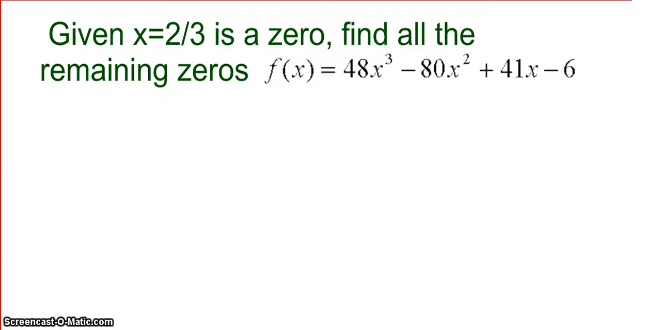Okay, so keep in mind, again, if x equals 2/3 is a 0, and you do synthetic division, which is what I'd recommend, then what should you expect as the remainder? So I want you to try to find all of the remaining zeros given x equals 2/3 is a 0. My hint is to start with synthetic division. X equals 2/3 is what you will put in the corner.